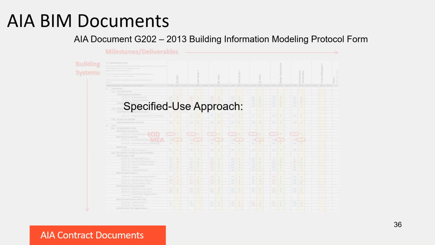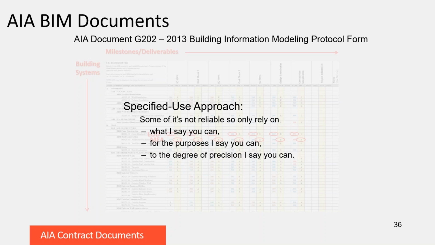So this is really the embodiment of this specified use approach. Okay, and this probably is the key piece of information from this whole presentation. This allows the specified use approach. It allows me to state exactly what can be relied on and for what purposes and to the degree of precision. So this clearly indicates what is reliable, what is accurate in the model, and what is not, what is approximate.